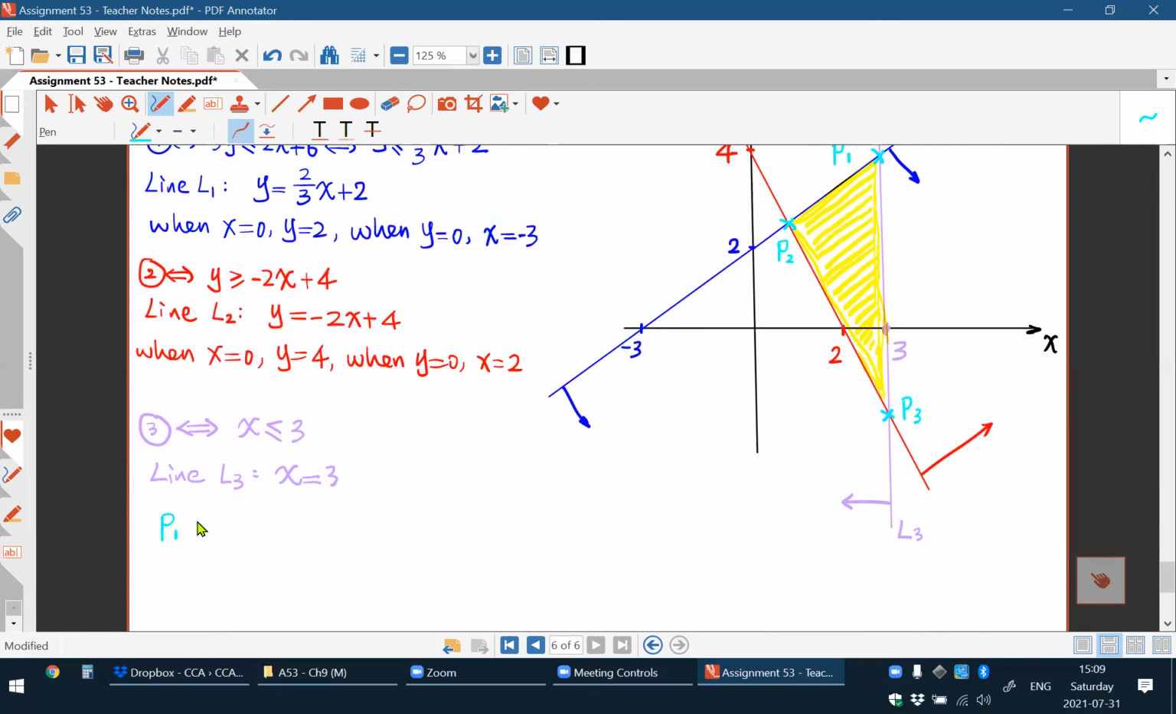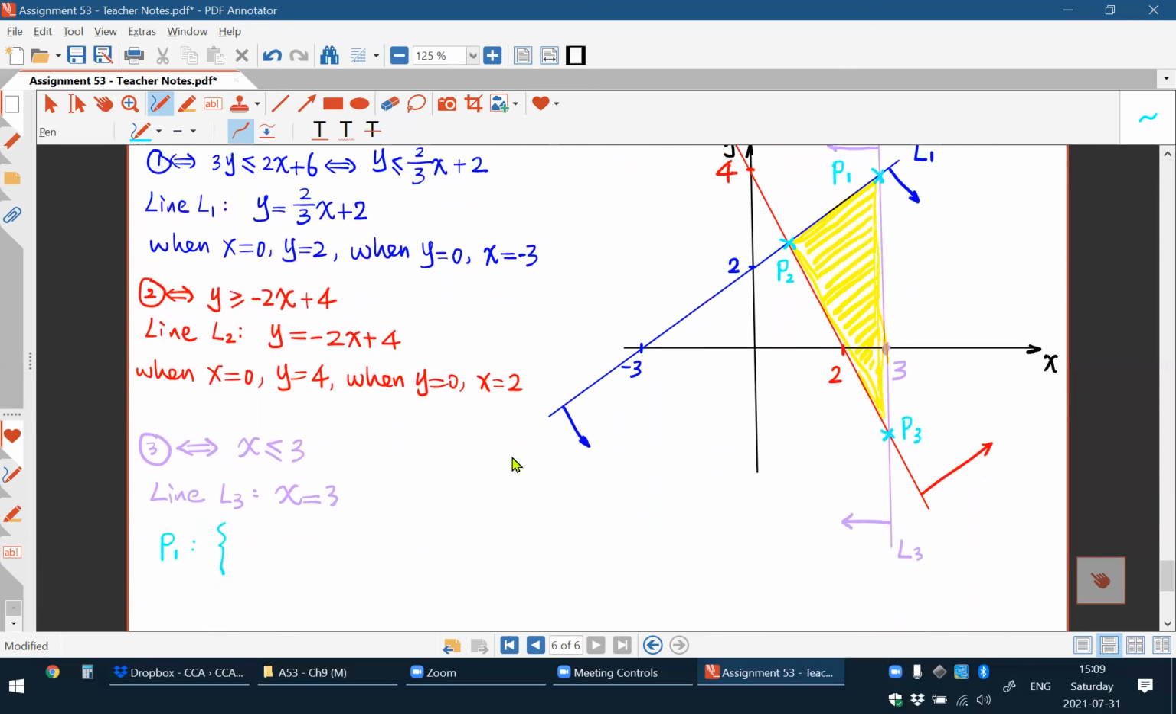Okay, so let's start from P1. P1 is actually the intersection of L1 and L3. Of course, L1 is y equals 2/3 of x plus 2. L3 is just x equals 3, right? And according to this system, the solution is x equals 3 and y equals 4, right? So the coordinates of P1 are (3, 4).